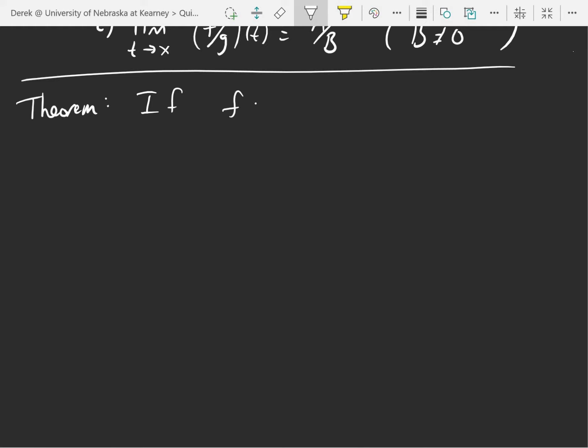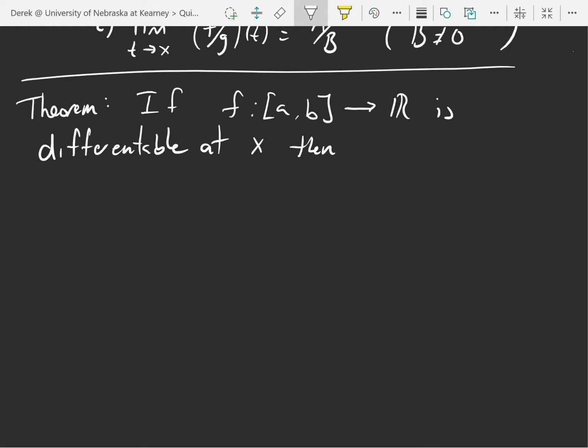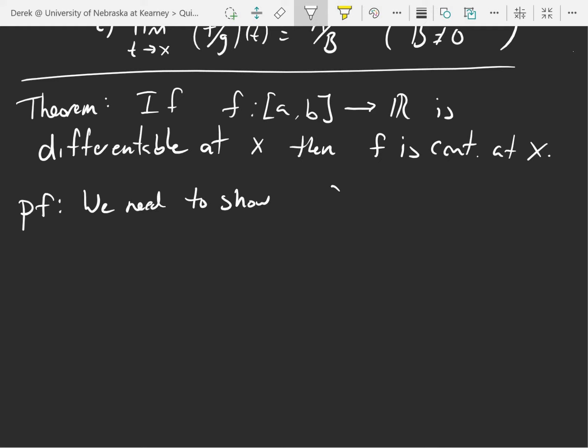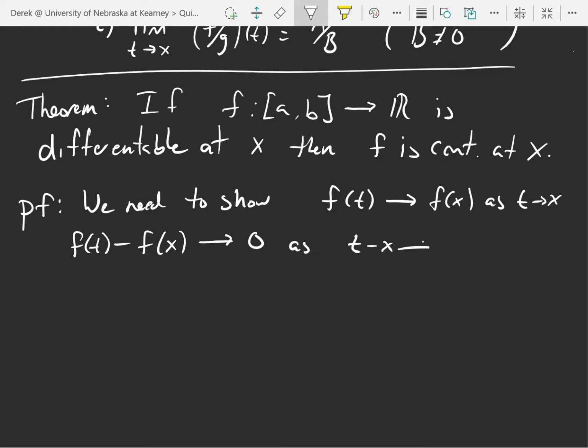If f from (a,b) to R is differentiable at x, then f is continuous at x. So here's our proof using Theorem 4.4 just to make things a little bit easier. We need to show f(t) goes to f(x) as t goes to x. So we'll show instead that f(t) minus f(x) goes to 0 as t minus x goes to 0.